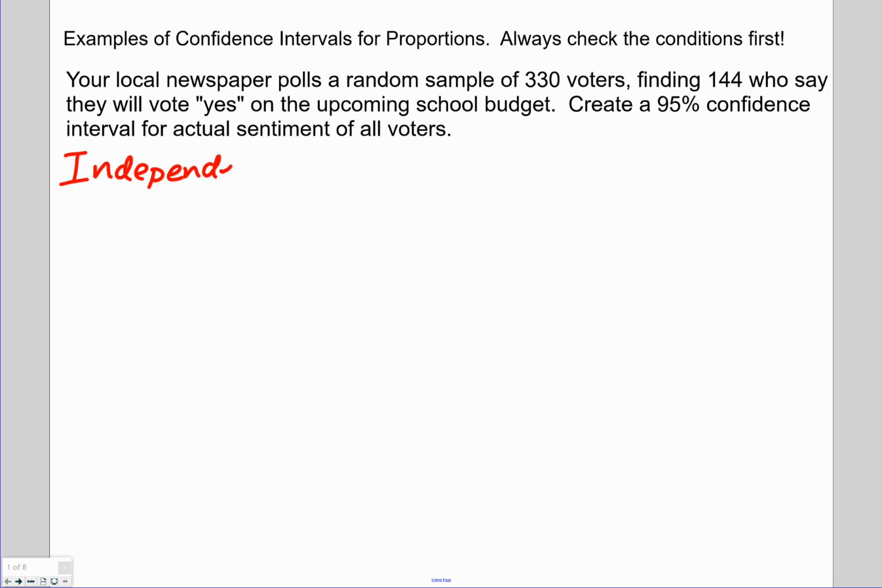After you write it down, take a quick read of this problem. A local newspaper is polling a random sample of 330 voters. They find 144 say that they will vote yes on the upcoming school budget. Create a 95% confidence interval for the actual sentiment for all voters in your area. Who wants to give us a try with a sentence for assuming independence here? Susanna?